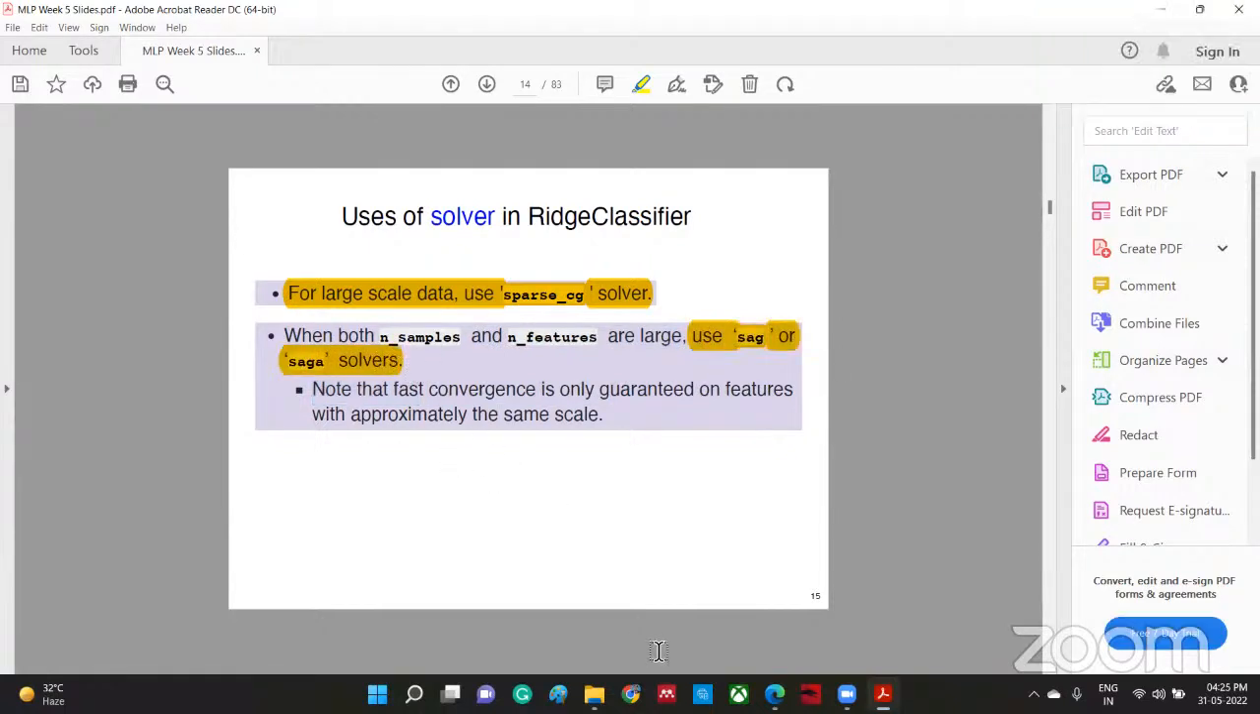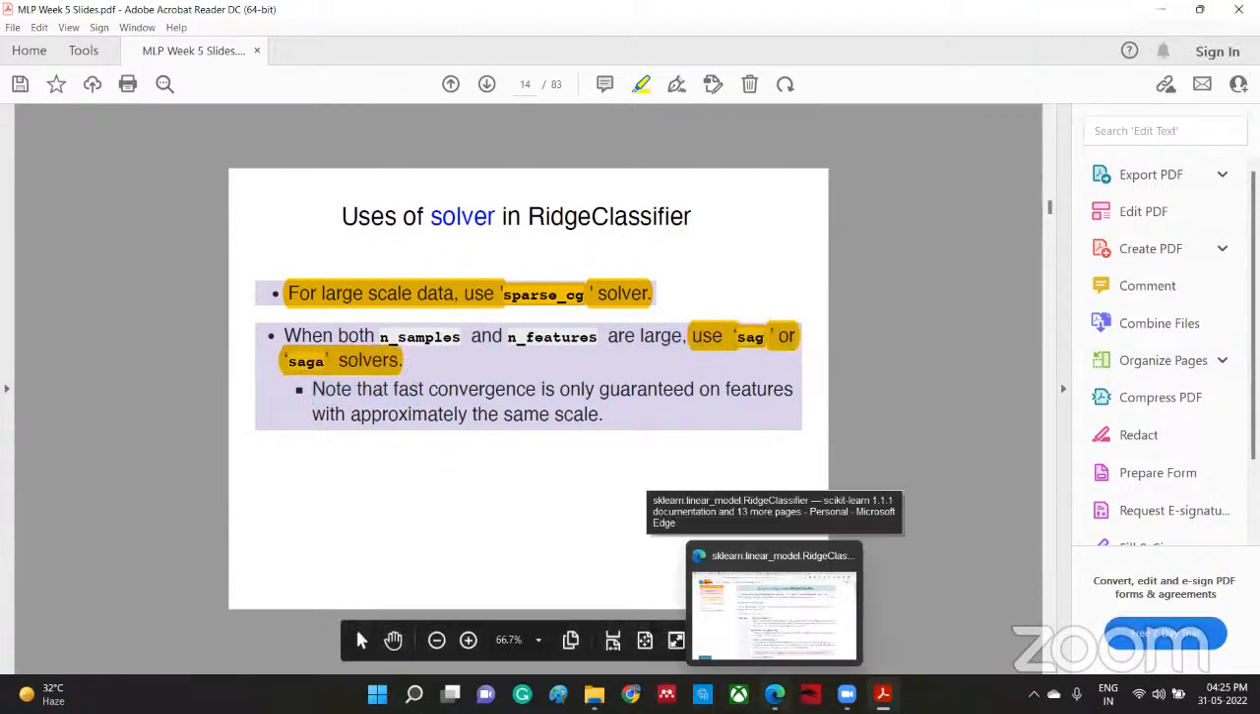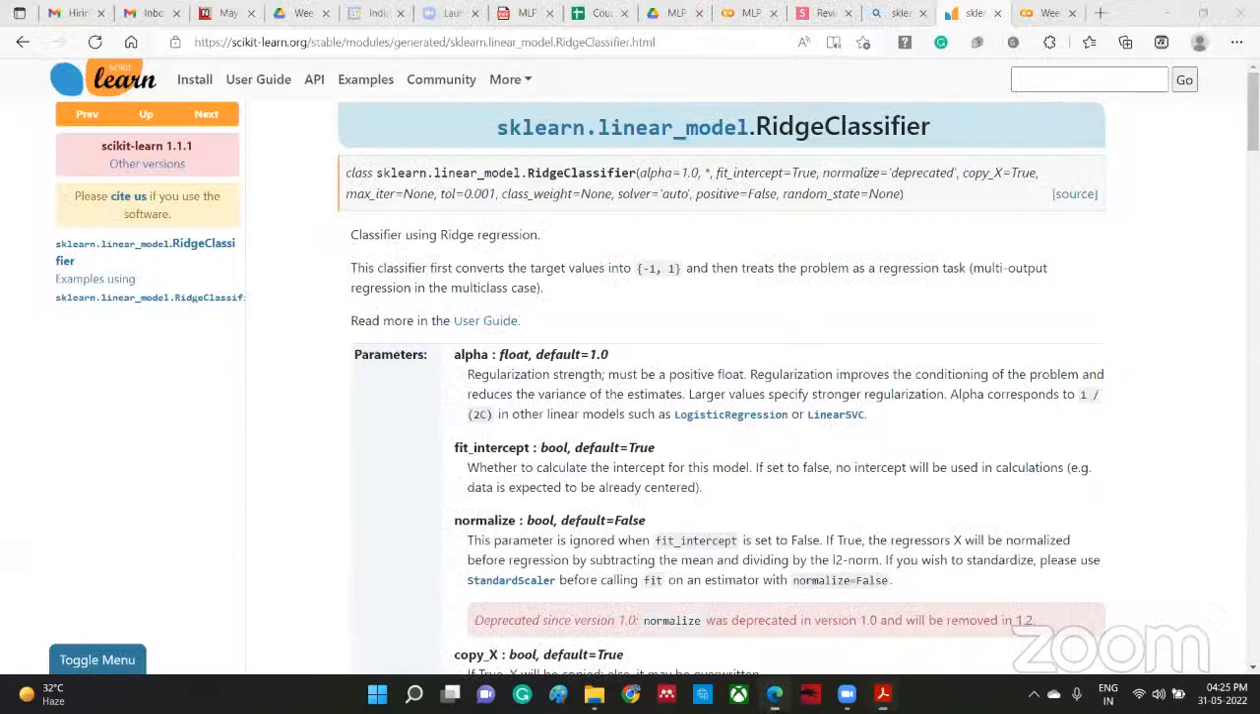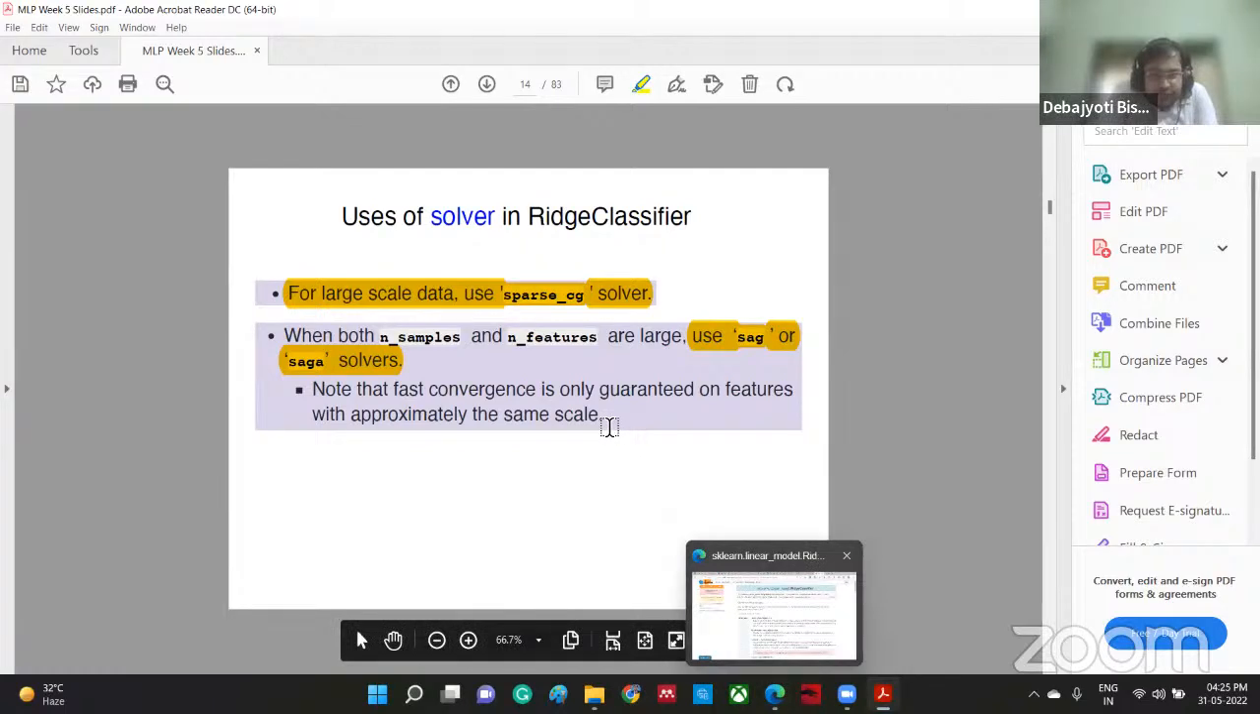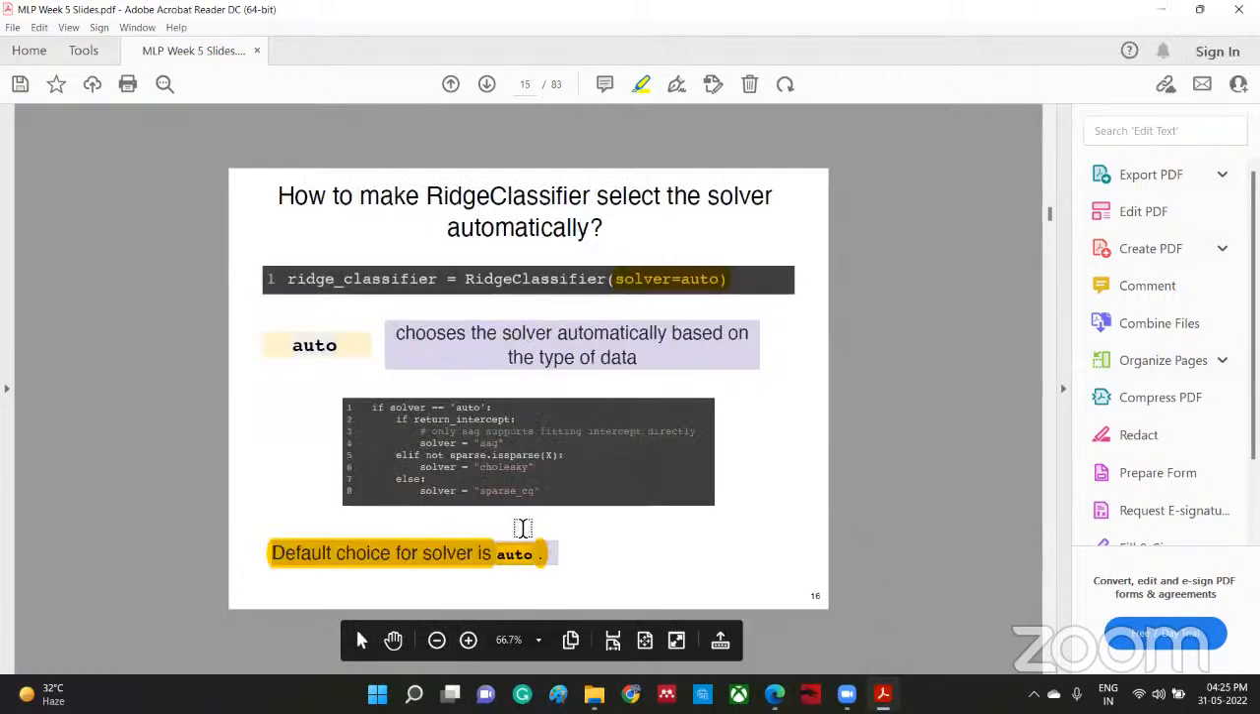So it is based on these parameters, right? Yeah, sir. Since auto selects automatically based on the type of the data, is auto selected generally whenever we do classification? Auto is the default. Auto is the default choice.